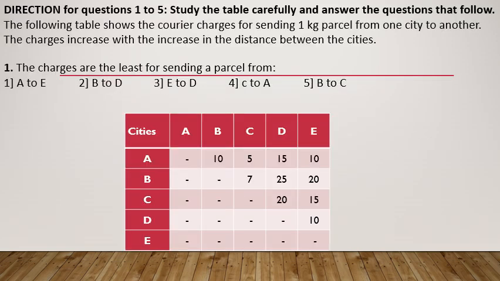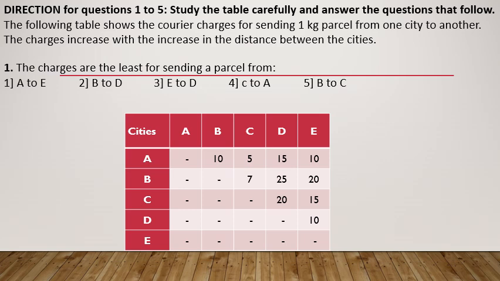The question we have is, study the table carefully and answer the questions that follow. The following table shows the courier charges for sending a 1 kg parcel from one city to another. The charges increase with the increase in the distance between the cities. As you can see in the picture, we have the cities A, B, C, D, E in rows and A, B, C, D, E in 5 columns.